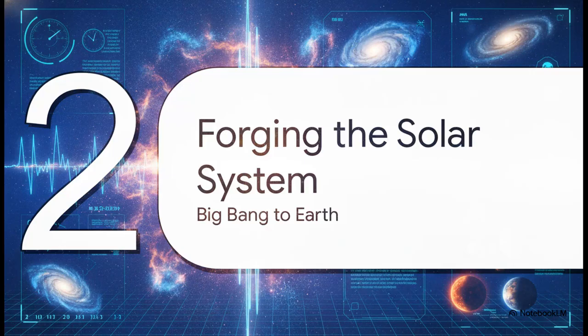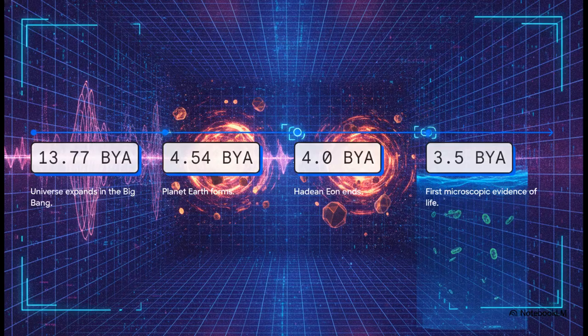Section 2. Forging the Solar System, from the Big Bang to Earth. Let's recalibrate the scanners and zoom out to the master timeline of our universe. 13.77 billion years ago, the universe rapidly expanded from a single point in the Big Bang. Fast forward a bit to 4.54 billion years ago, and our Earth forms. Now, the planet's very first chapter was the Hadean Eon, which was basically a chaotic, fiery hellscape of magma oceans and just constant asteroid impacts. But eventually, the Earth cooled, water pooled into our very first oceans, and by 3.5 billion years ago, we see the very first microscopic evidence of life.